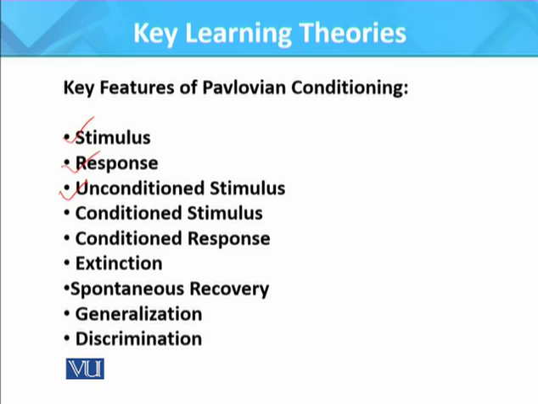Unconditioned stimulus is a feature of any environment that causes a natural reflex action. That is, a puff of air blown into the eye causes an involuntary blink. So that is a reflex action, and that reflex action is caused by an unconditioned stimulus.